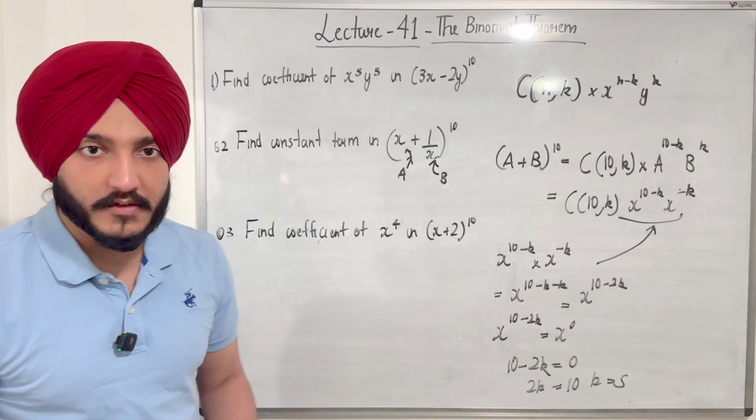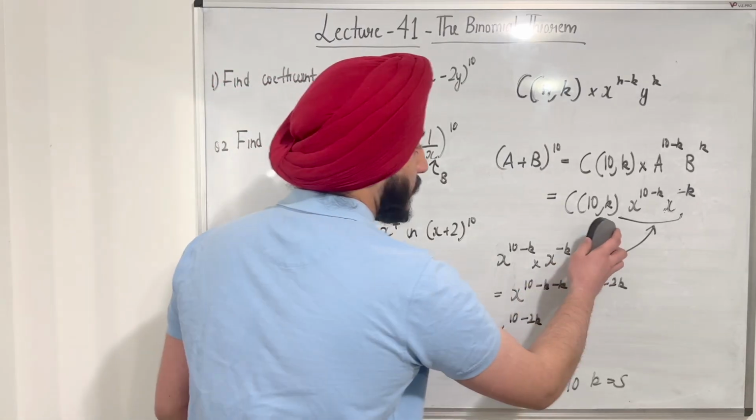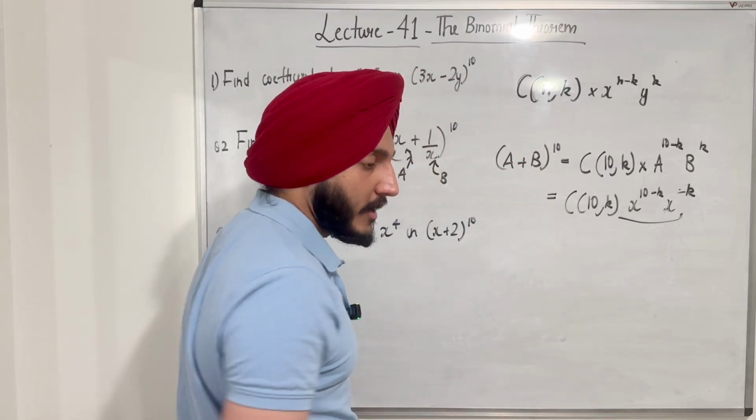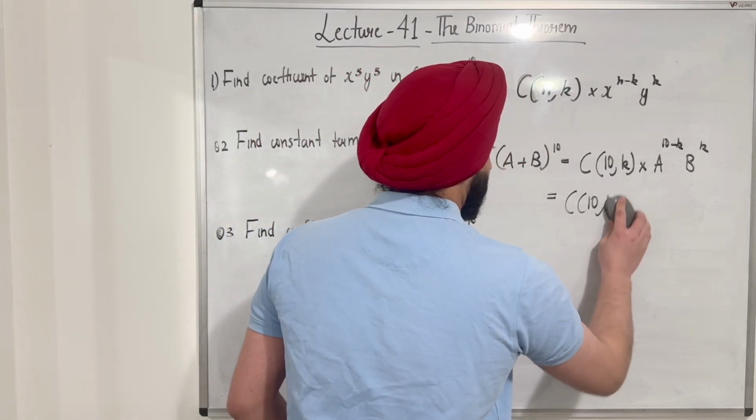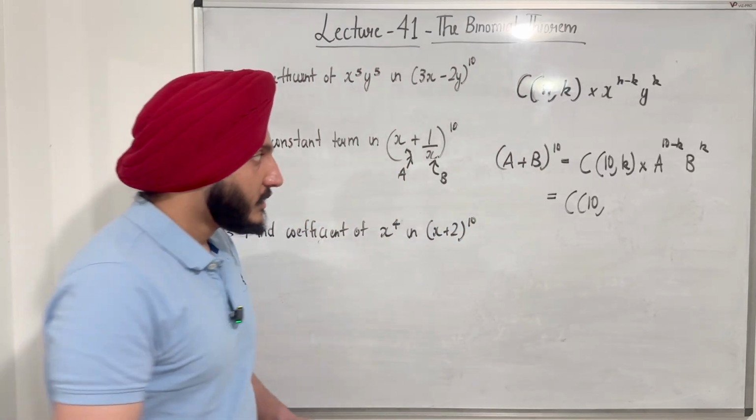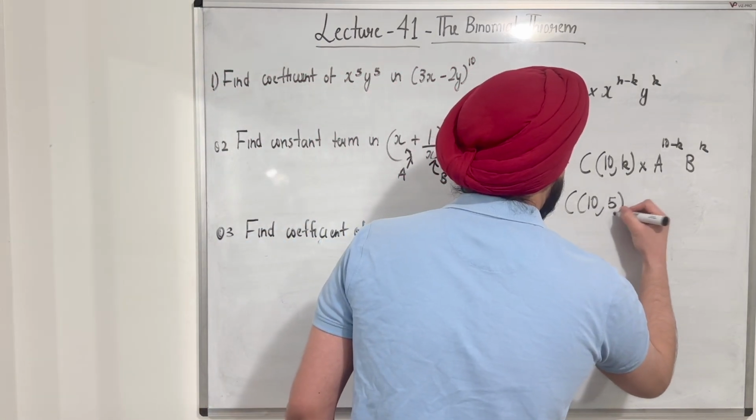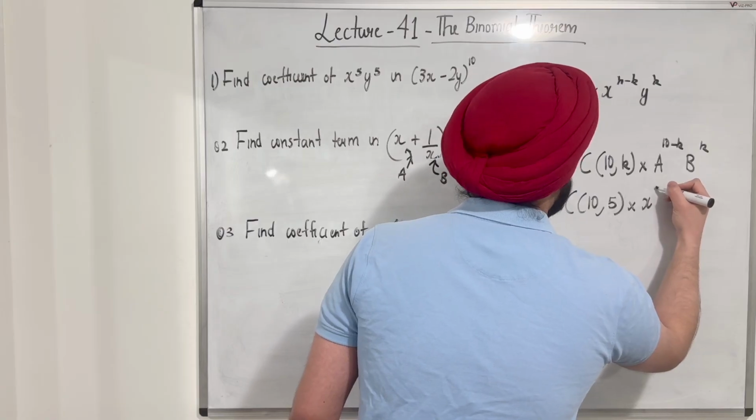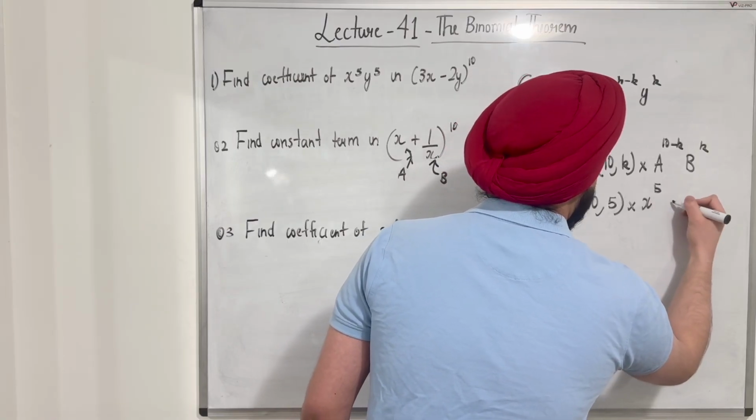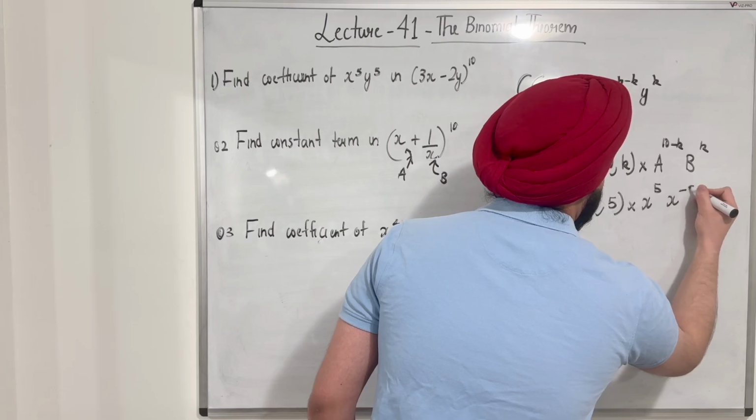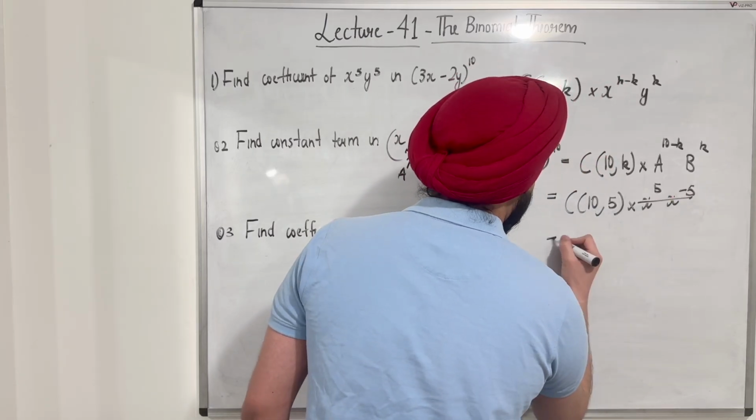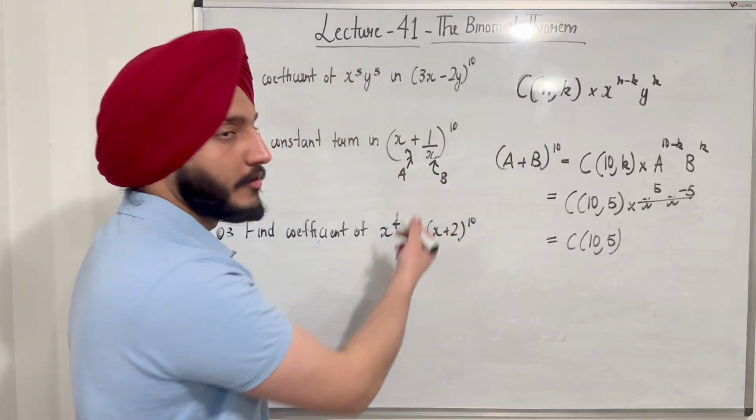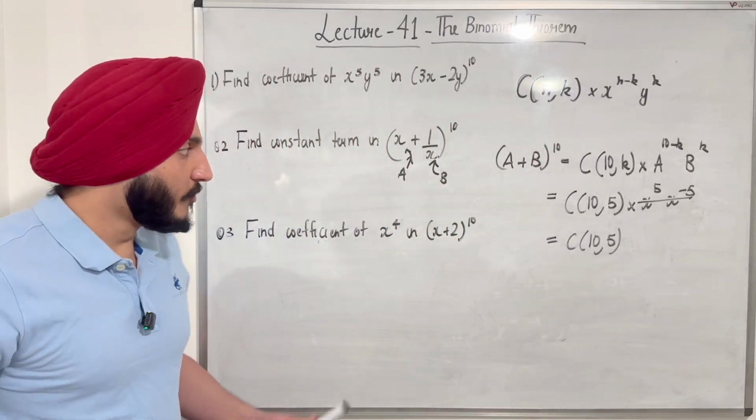Now all you have to do is just replace it with this over here. So what do you get? You get c 10 comma 5 multiplied by x to the power of 10 minus k, which is 5, and x to the power of minus 5. These cancel out, so your final answer is simply c 10 comma 5, and this would be your answer to this question. Okay, now let's move on to the final question.